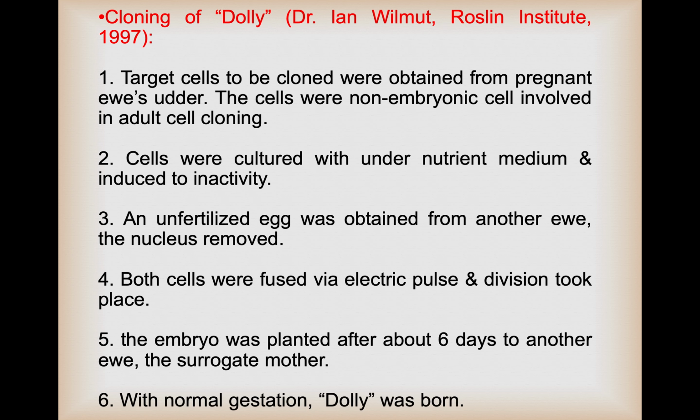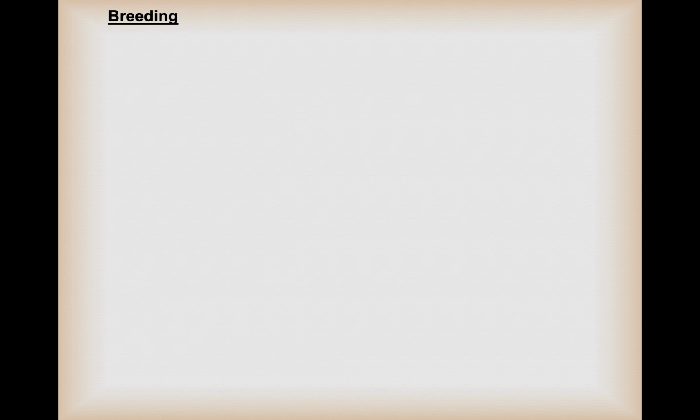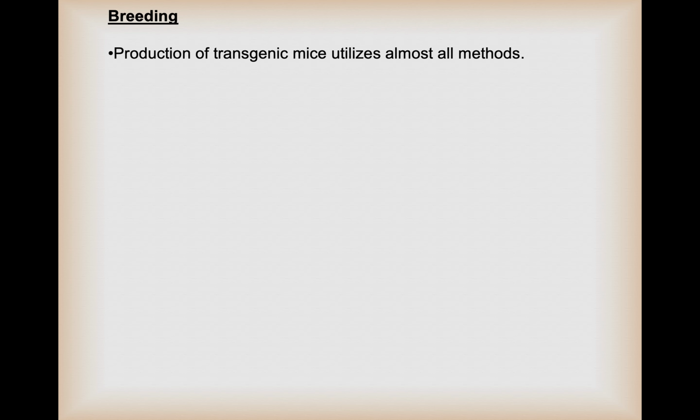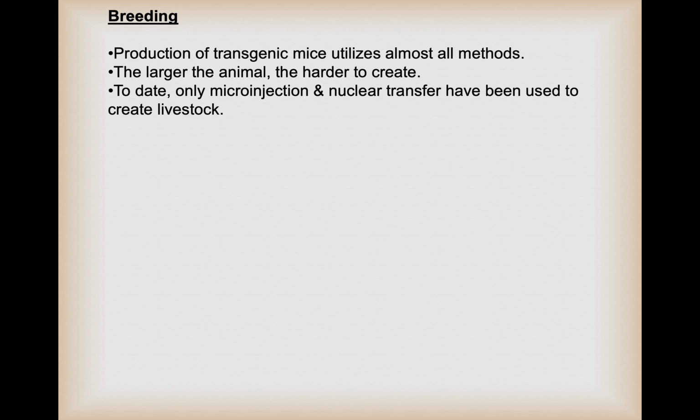So with normal gestation, Dolly was born. Everything is quite normal actually for Dolly. And this is what the researcher needs to do to make sure that the founder animal has the gene stably integrated into it. So in the breeding, production of transgenic mice utilizes almost all of the methods, but for larger animals there is a bit of an exception, and of course, as it says here, they are harder to create. As it says, to date only microinjection and nuclear transfer have been used to create livestock.